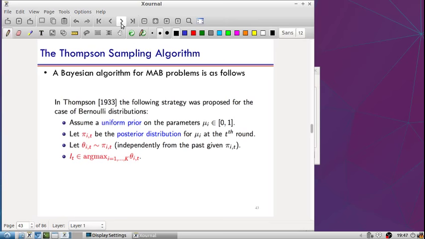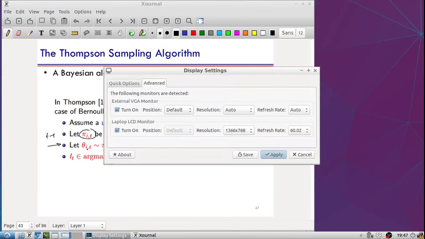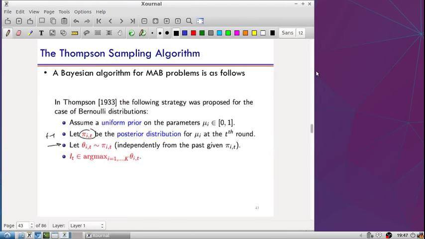That's pi i t. Okay. If you could maintain this object, which is a posterior distribution, then using data up to t minus 1, you somehow maintain this object pi i t per arm, i equal to 1 to k. Then what you do is you sample, because it's a distribution, you can sample a number at the tth period from pi i t, get a number.